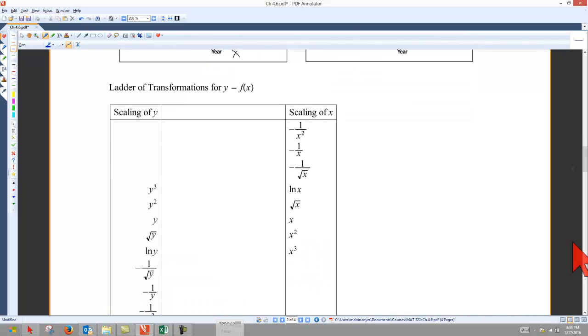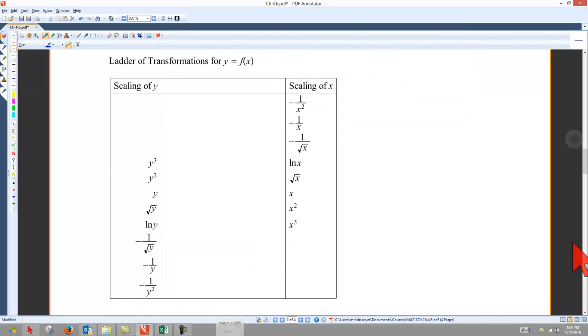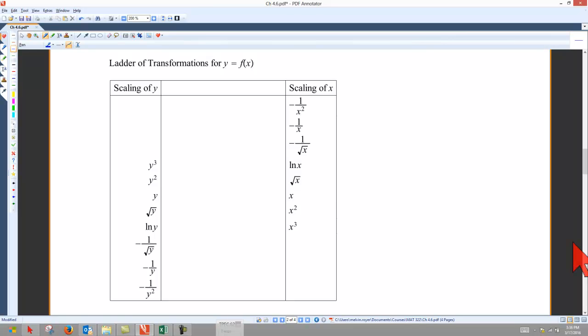So here is a helpful table that some person has built, and right here in the middle is the baseline of no change.